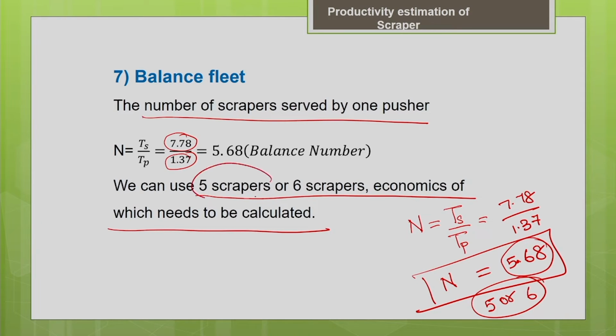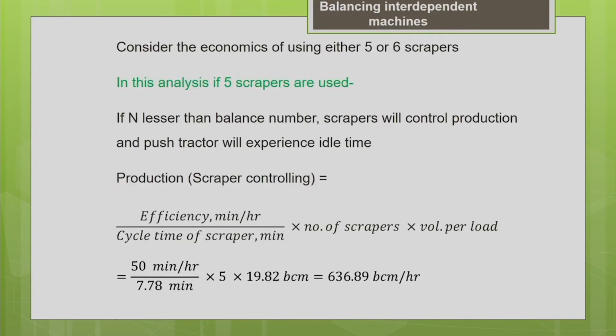If I go for 5 scrapers, what will be the associated productivity and the unit production cost? If I go for 6 scrapers, what will be the production and the unit production cost? We have to work out the economics and take a call whether to go for 5 scrapers or 6 scrapers accordingly. Now let us consider the economics of going for 5 scrapers.